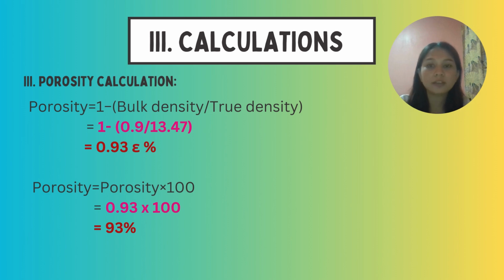Now for the last calculation, we have the porosity calculation, which we are able to get by using its formula, which is 1 minus bulk density over true density, which has the value of 1 minus 0.9 over 13.47, which has the result of 0.93, which is now our porosity. Then for our percent of porosity, we use the formula porosity times 100, so 0.93 times 100 equals 93%.